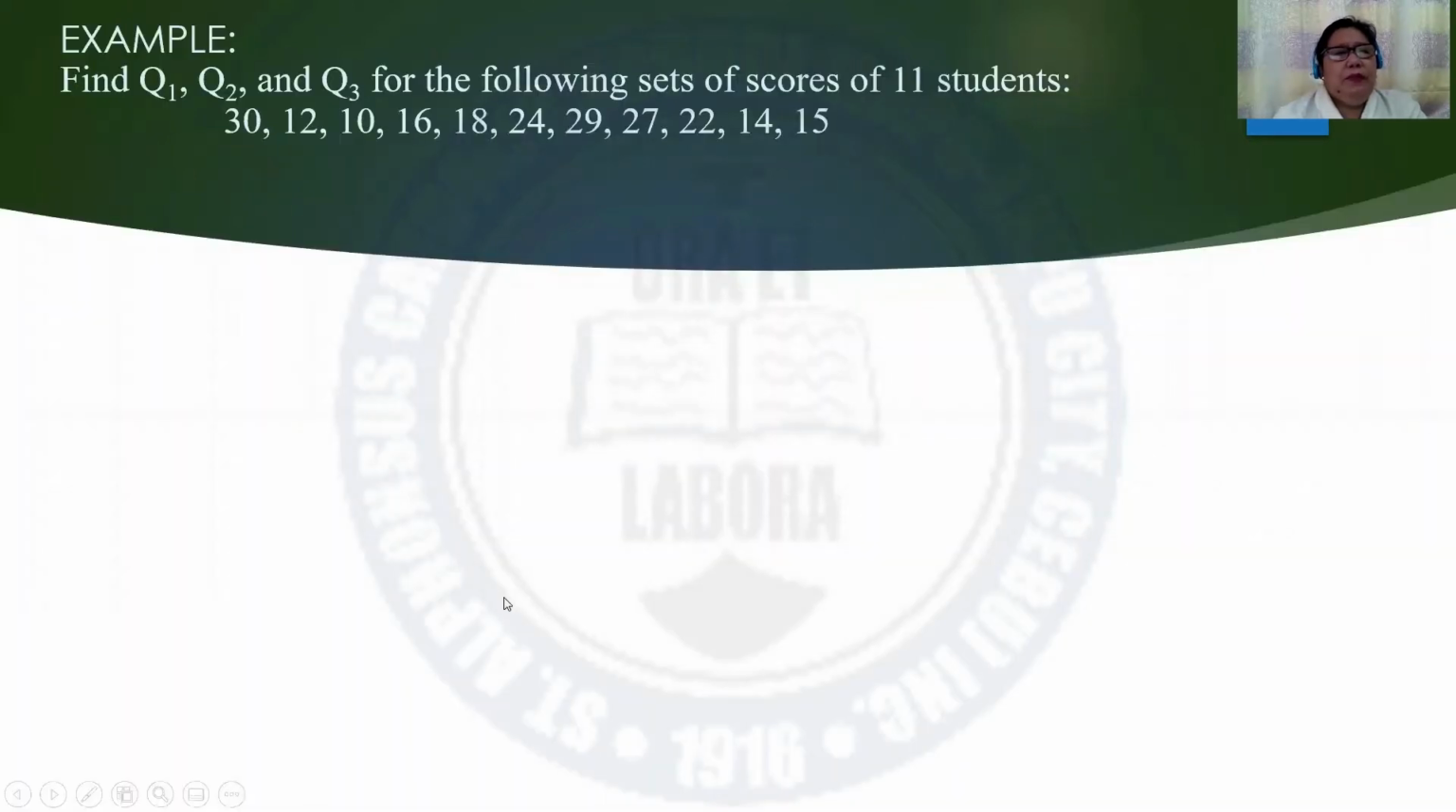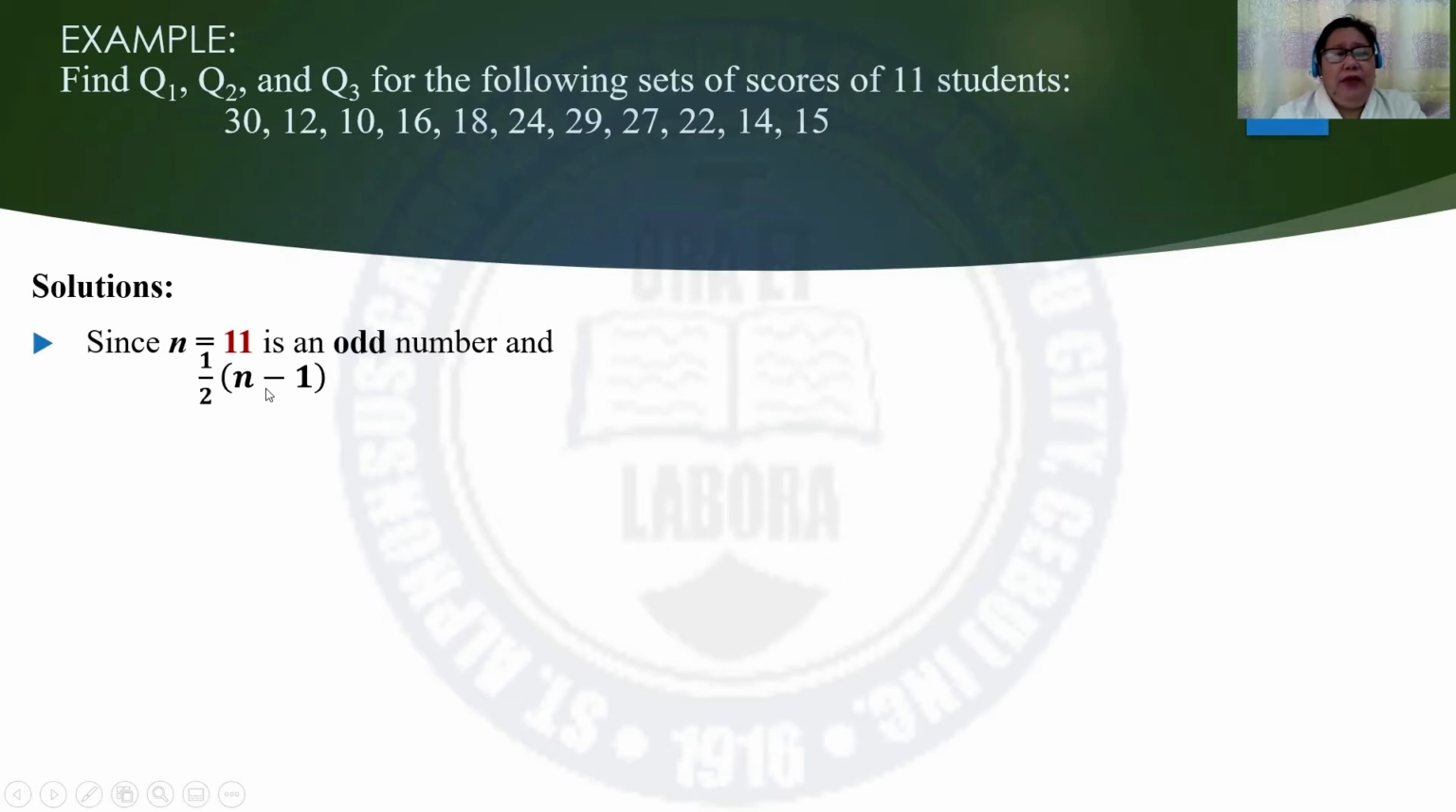For example, find the first quartile, the second quartile, and the third quartile for the following set of scores of 11 students. And these are the scores: 30, 12, 10, 16, 18, 24, 29, 27, 22, 14, and 15. Counting the number of scores, there are 11. 1, 2, 3, 4, 5, 6, 7, 8, 9, 10, 11. So meaning n is equal to 11, and this is an odd number.